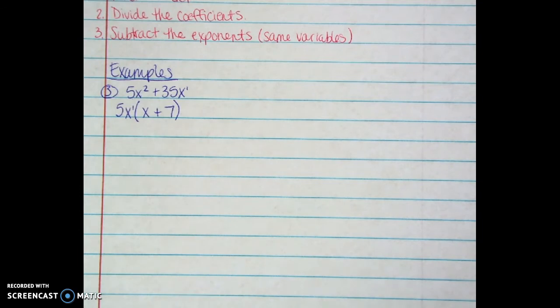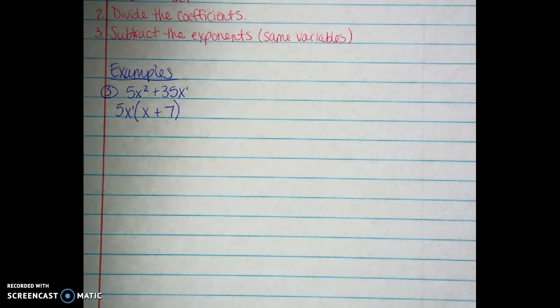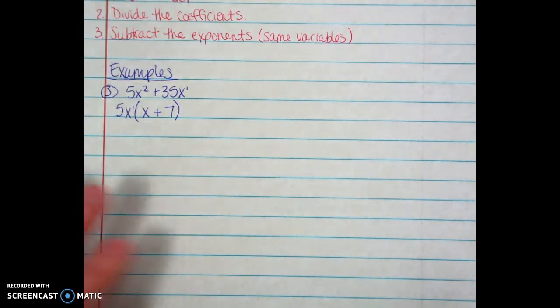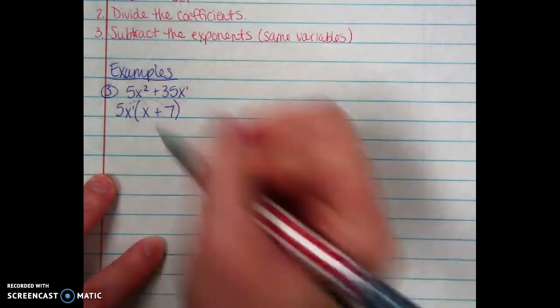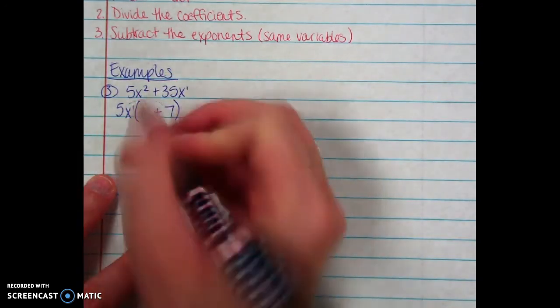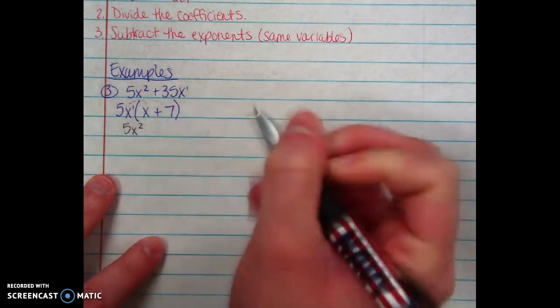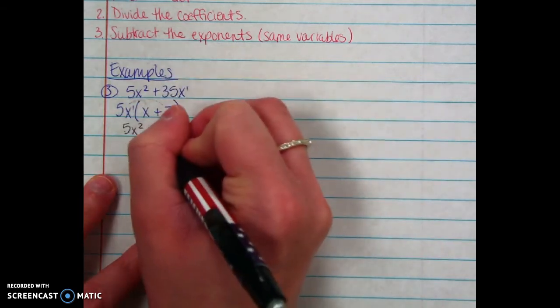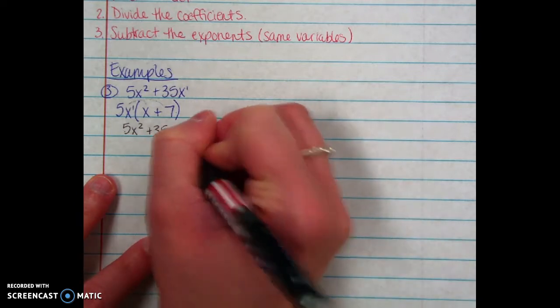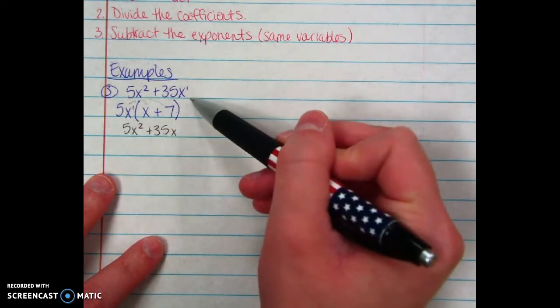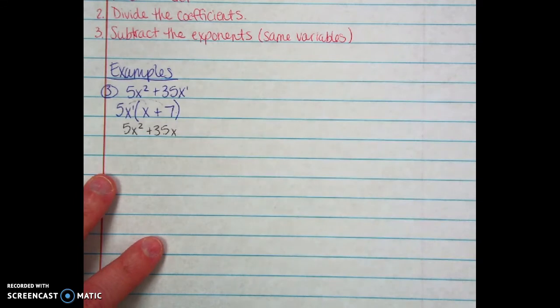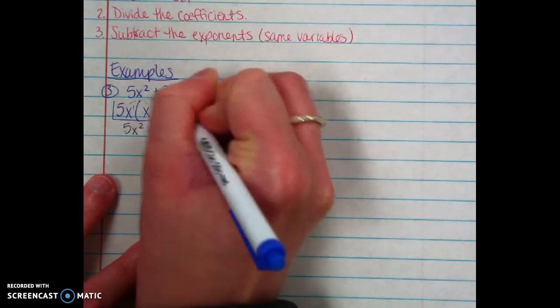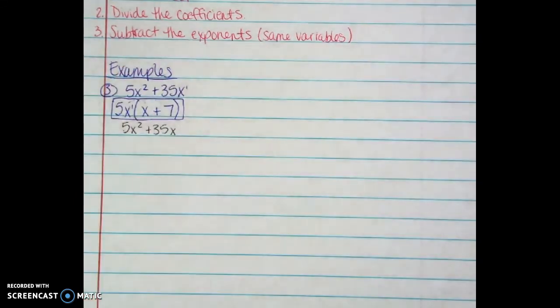To check your answer, you can multiply it back out. This is the distributive property that we learned about towards the beginning of the year. So if I multiply that, 5x times x is 5x squared. 5x times 7 is 35x. Is that what we started with? Yes. So that means this is my answer. So this is basically like a backwards distributive property, if you think about it that way. Okay, let's try another one.